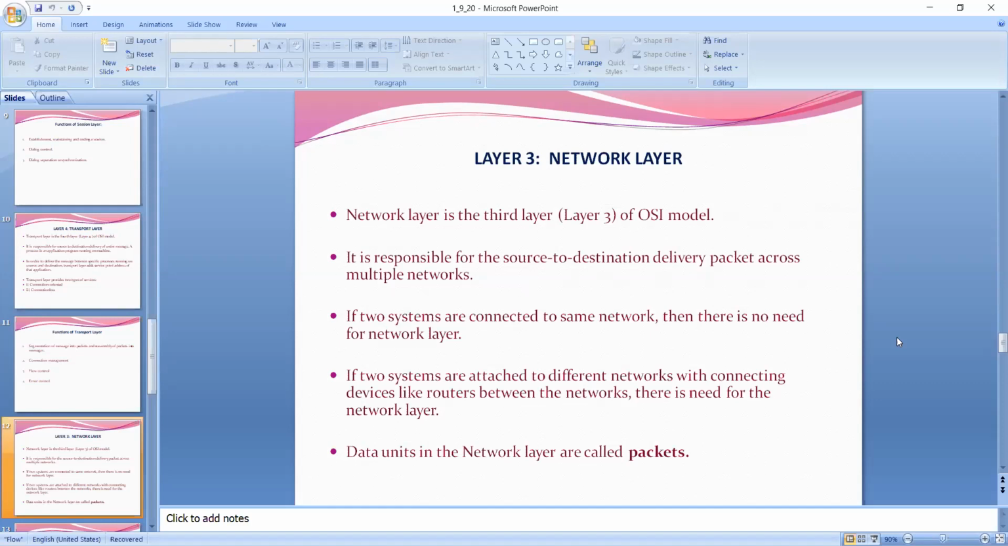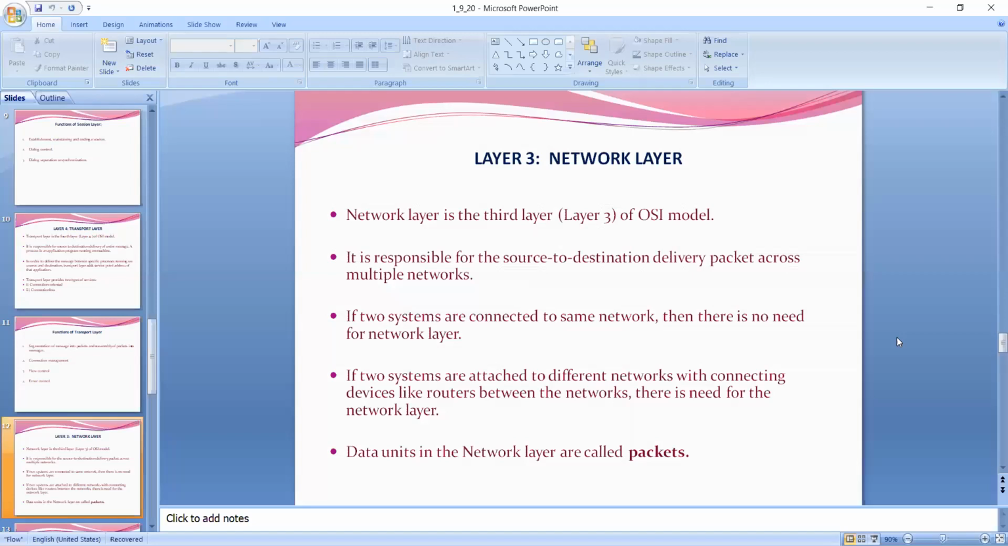Okay, so here, when host A and host B are located in the same network, then there is no need for the network layer. The network layer is needed when the different hosts are located in different networks. In that situation only, the network layer is used. Since the two hosts are located in two different networks, in this layer routers are used.